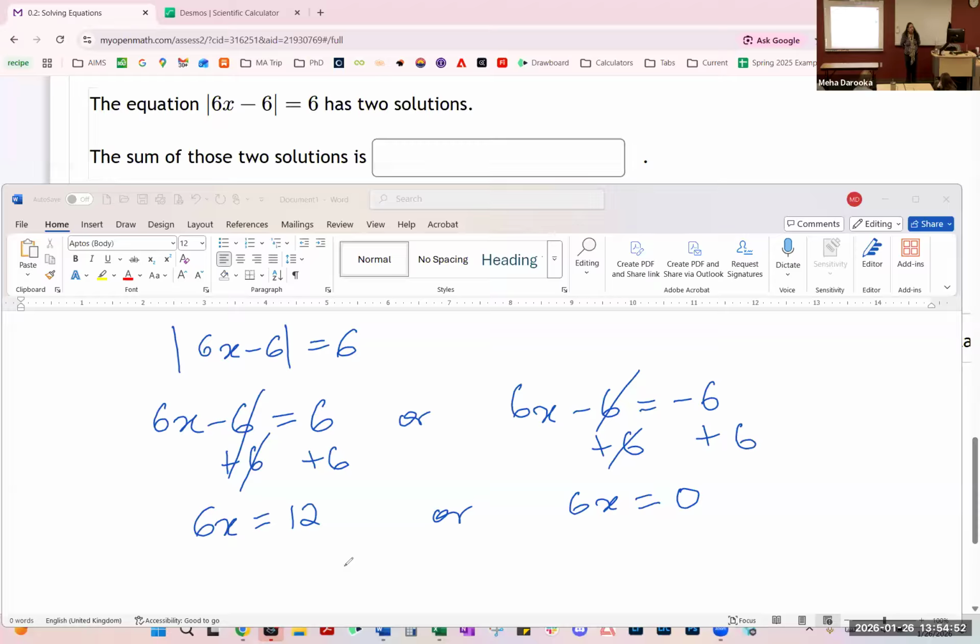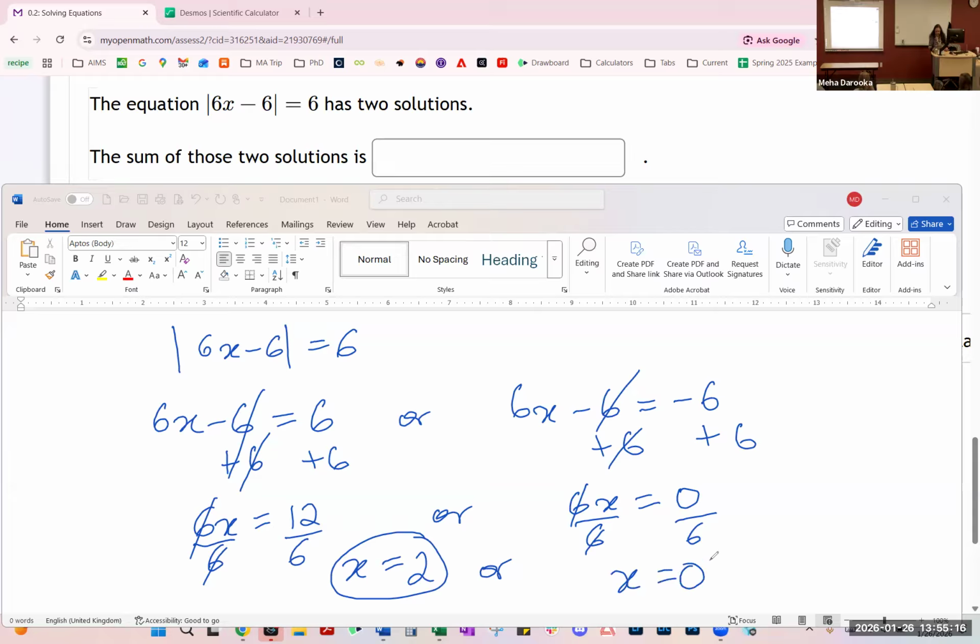What are your x values coming out to be? 2 and 0. Okay, 2 and 0. So for the left-hand side, we'll divide both sides by 6. And you end up getting 12 divided by 6, which will give you 2. Or same thing, divide by 6 here. But since you are doing 0 divided by 6, it gives you x equals 0. So you can get x as positive 2 or 0.